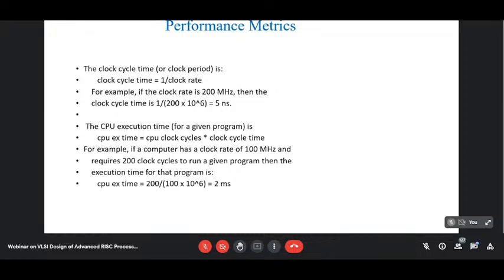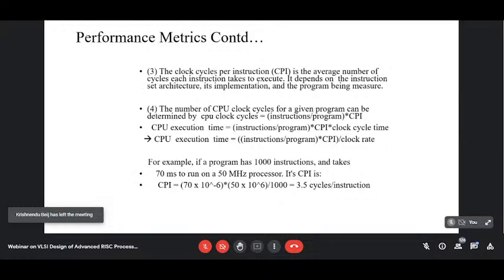Or let's say you have a number of instructions. For each instruction, you know the execution time. So you add them up in total and divide by the number of instructions, and you will get the average execution time. CPI stands for clocks per instruction. So per instruction, how many clocks are required? For a RISC CPU, this CPI is 1. That means in one clock cycle, one instruction will be executed.